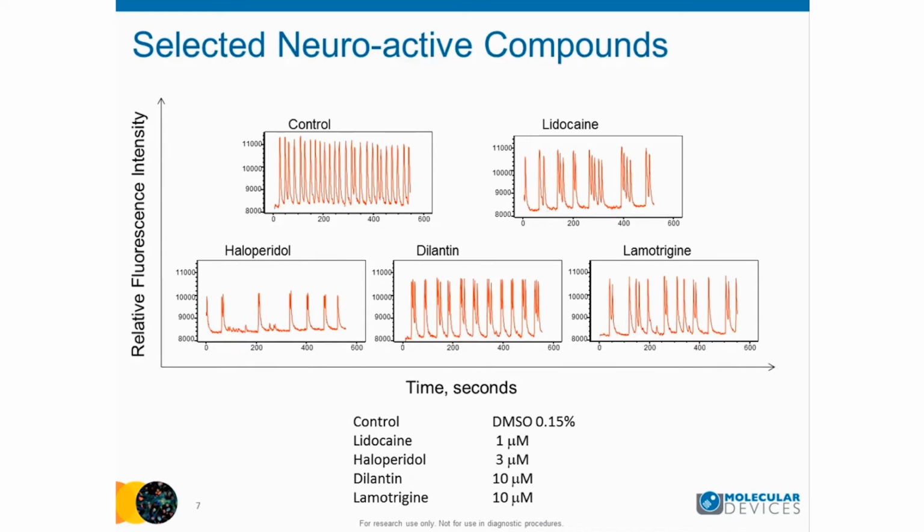Here we present examples of traces of several neuroactive reference compounds that include known drugs like lidocaine, lamotrigine, Dilantin, and haloperidol. You can see dramatic changes in peak frequency. You can see a decrease in frequency and also an increase in spacing and irregularity.